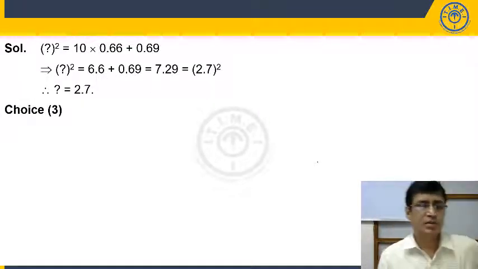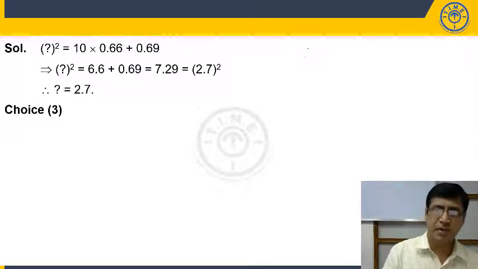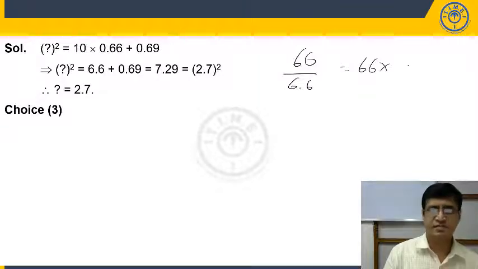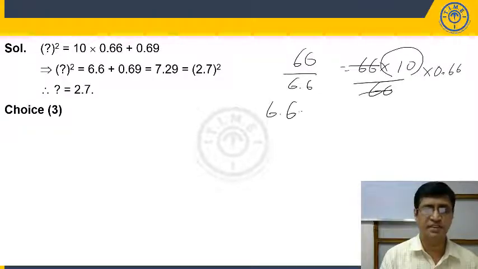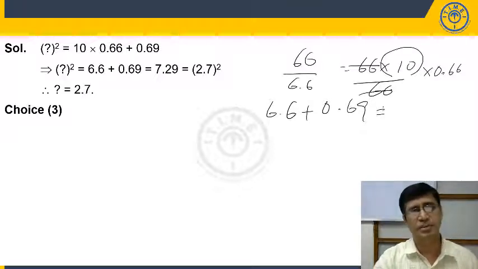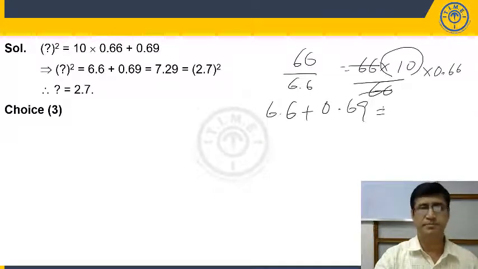Just look at this one. What is being done here? 66 by 6.6 means 66 into 10 by 66. So 66 gets cancelled, remaining is 10, which is multiplied with 0.66, which results in 6.6 plus 0.69, which is equal to 7.29, which is 2.7 square. The result is option number 3.